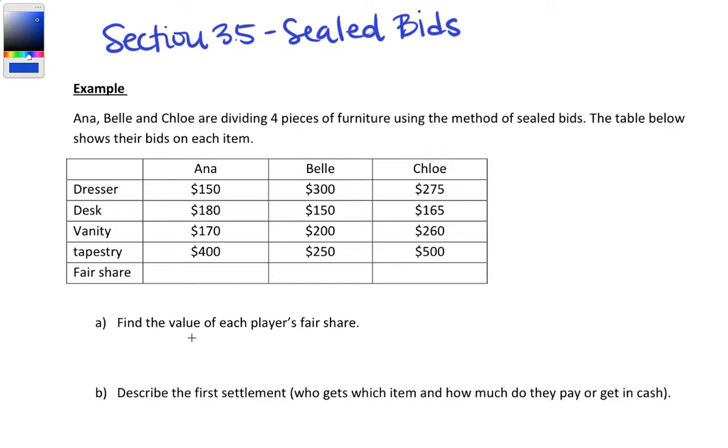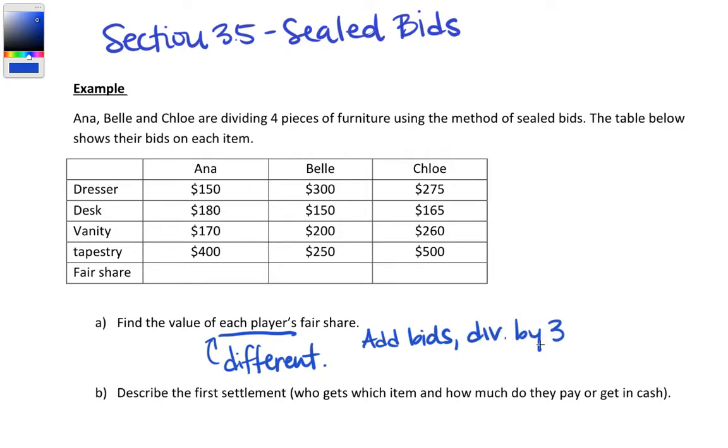All right. Now we want to find the value of each player's fair share. Each player's fair share is going to be different. It depends on what they bid. And to find it, what we're going to do is add their bids and divide by 3.